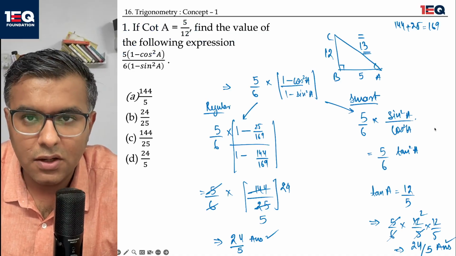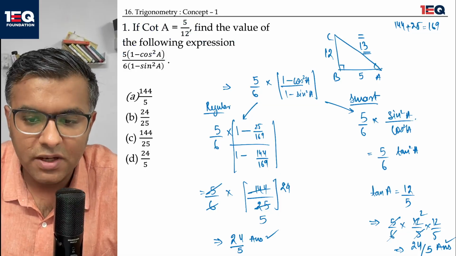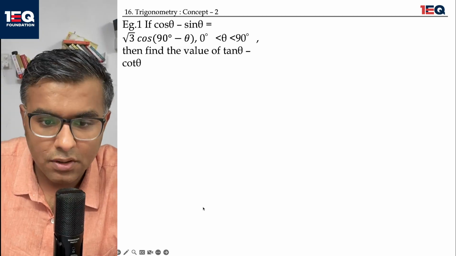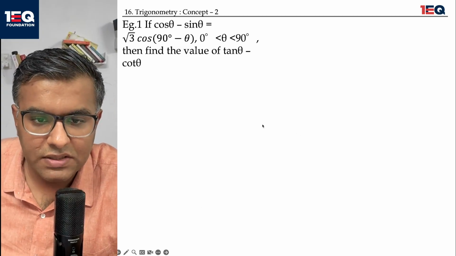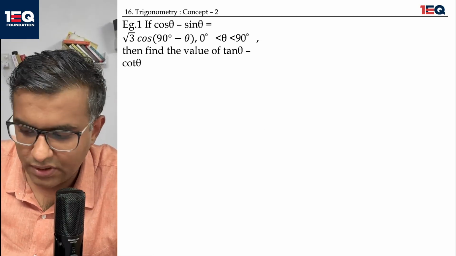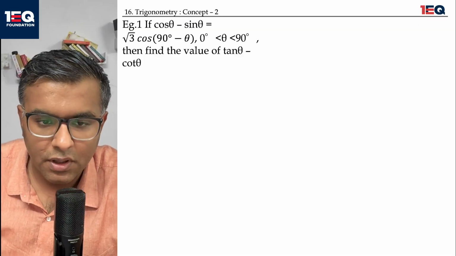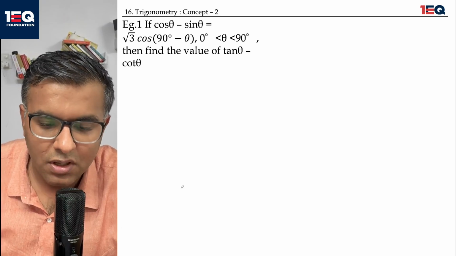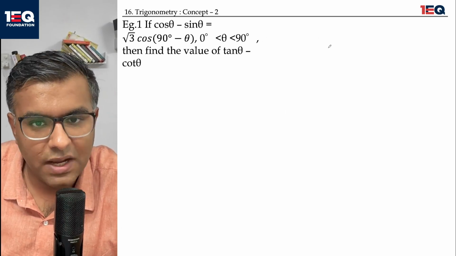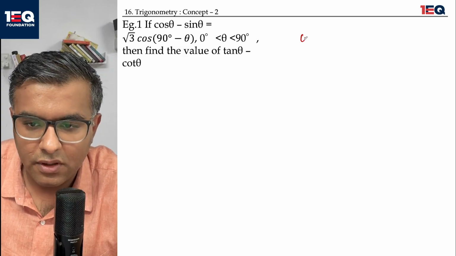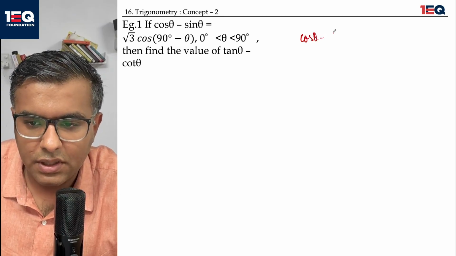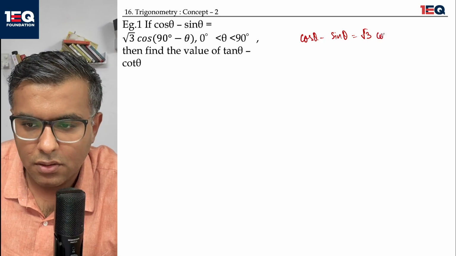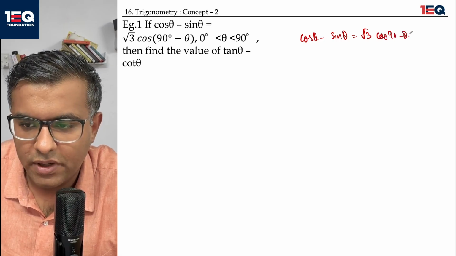So after understanding how to find out all the different ratios, we'll be moving forward to a different range of questions. Okay. So here I can see that cos theta minus sine theta is equal to root 3 cos 90 minus theta. And I need to find out the value of tan theta minus cot theta. So for this particular question, I would first of all rewrite this thing: cos theta minus sine theta is equal to root 3 cos 90 minus theta.